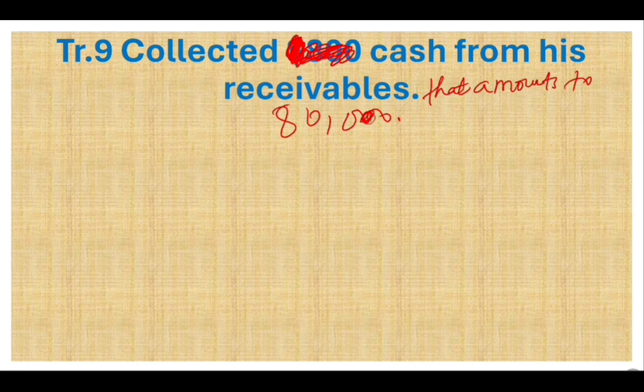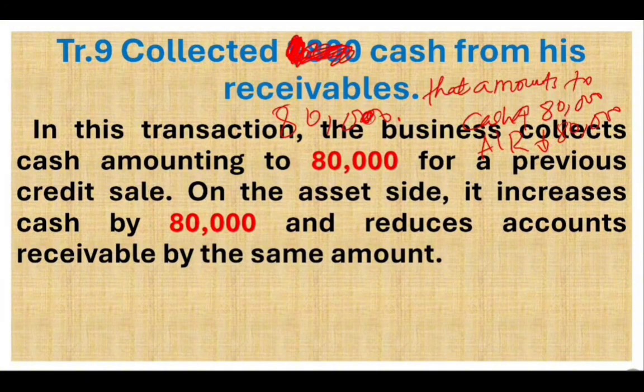So there was cash that's collected from the account receivable. This cash amounts to 80,000. So here cash is expected to increase by 80,000 because we have collected 80,000 in cash, and we expect the account receivable to decrease by 80,000. In this transaction, the business collects cash amounting to 80,000 for a previous credit sale.